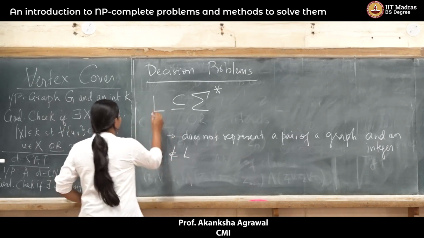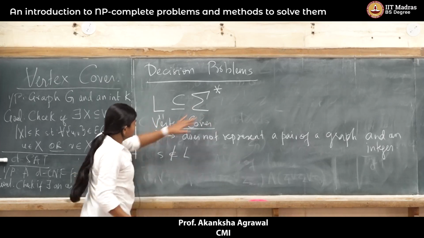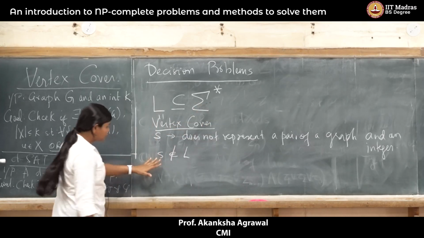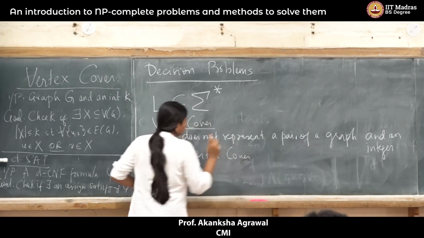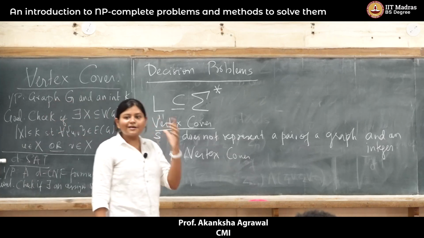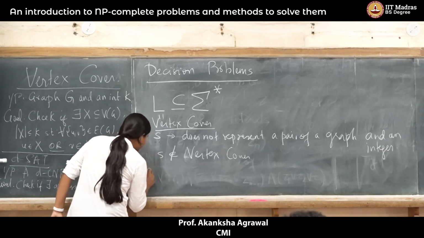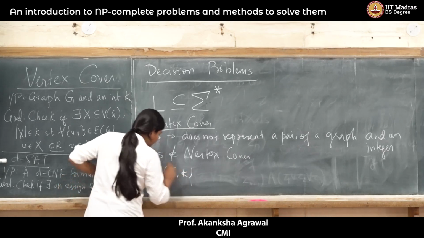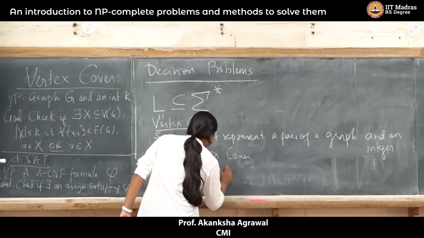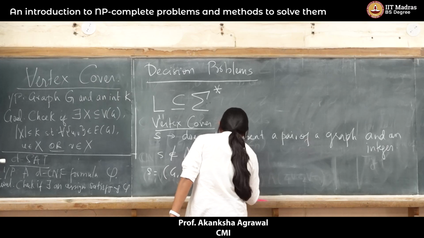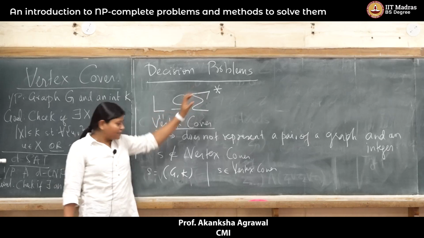Okay, suppose we are defining L as the vertex cover in terms of sigma star. In which case it will not belong to vertex cover. Now let us look at those strings that represent a pair of graph G and a number k. So now the string s will belong to the language of vertex cover in this notation of sigma star.